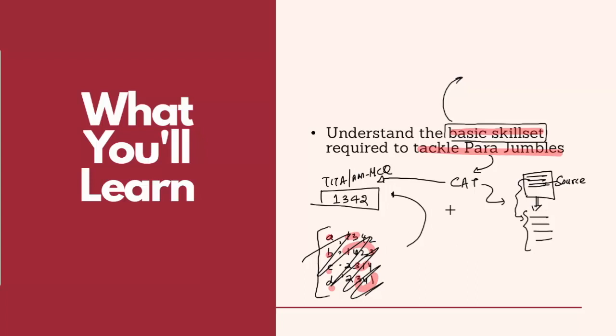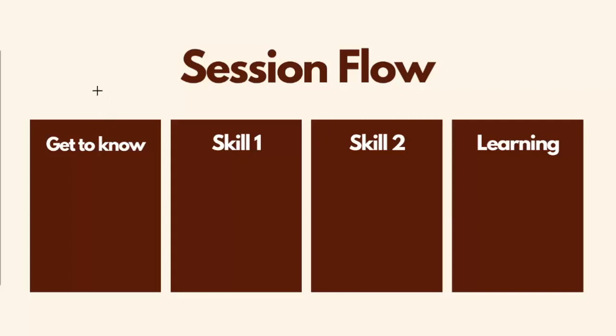And I hope that you remember some of the lessons that we did earlier in the 101 lessons. We had a lesson on VA insights. We also had a lesson on paragraph structure as well. I hope you remember certain things, because some of the things that we discussed there are going to be very handy when it comes to dealing with paragraph jumbles. So in the session flow, ladies and gentlemen, simple. We'll get to know and then we'll look at 2 skills. Skill number 1 and skill number 2, the very basic skills that we need to tackle this paragraph jumble, and then we'll end with the learning.